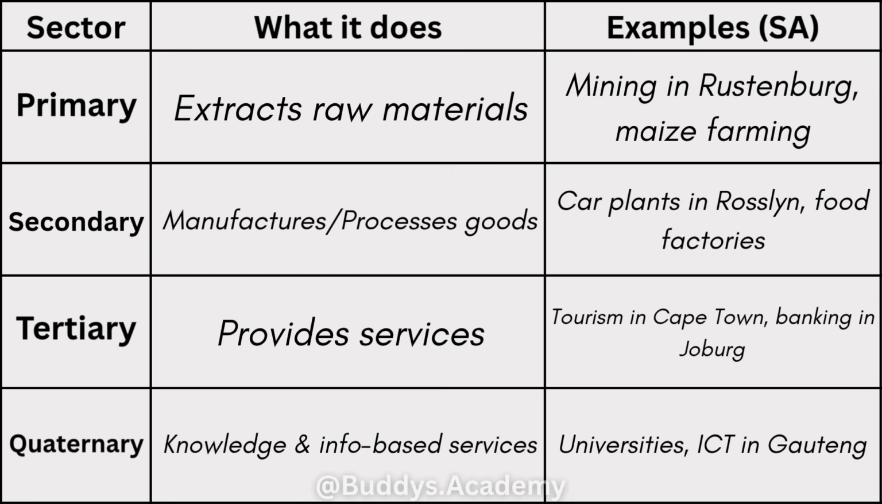a very nice breakdown of each sector, what it does, and examples. So your primary sector is going to extract raw materials, and examples will be mining in Rustenburg and maize farming. Your secondary sector is going to manufacture or process goods, and examples will be car plants in Rosslyn and your food factories. Your tertiary sector involves providing services, and examples would be tourism in Cape Town and banking in Joburg. And our Quaternary sector provides knowledge and information-based services, and examples will be universities and ICT in Gauteng.